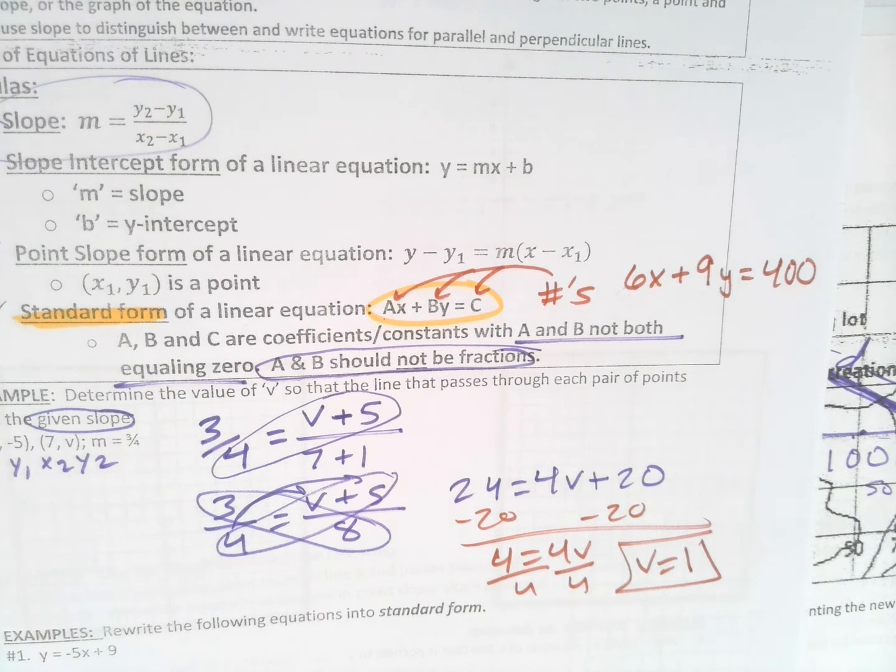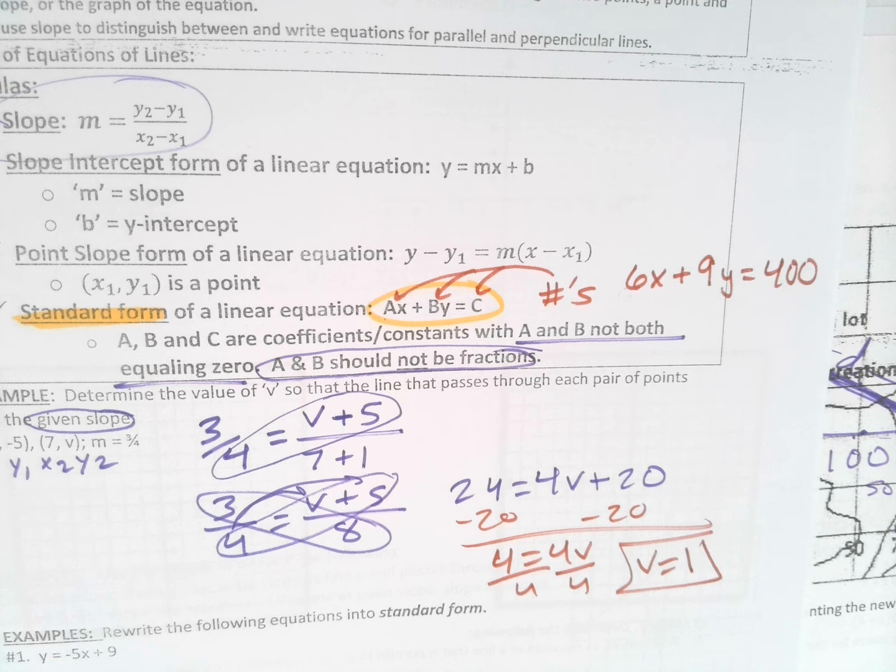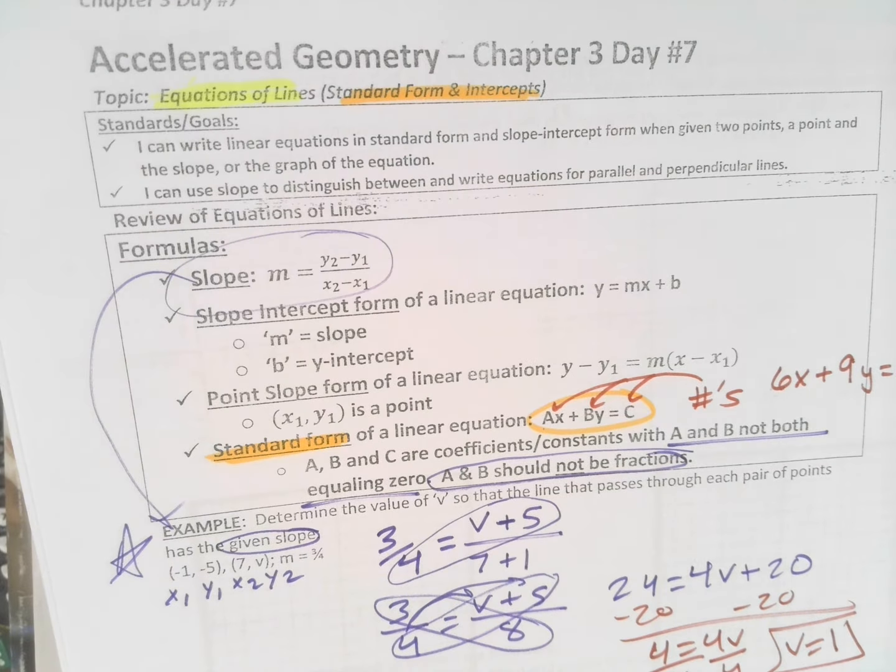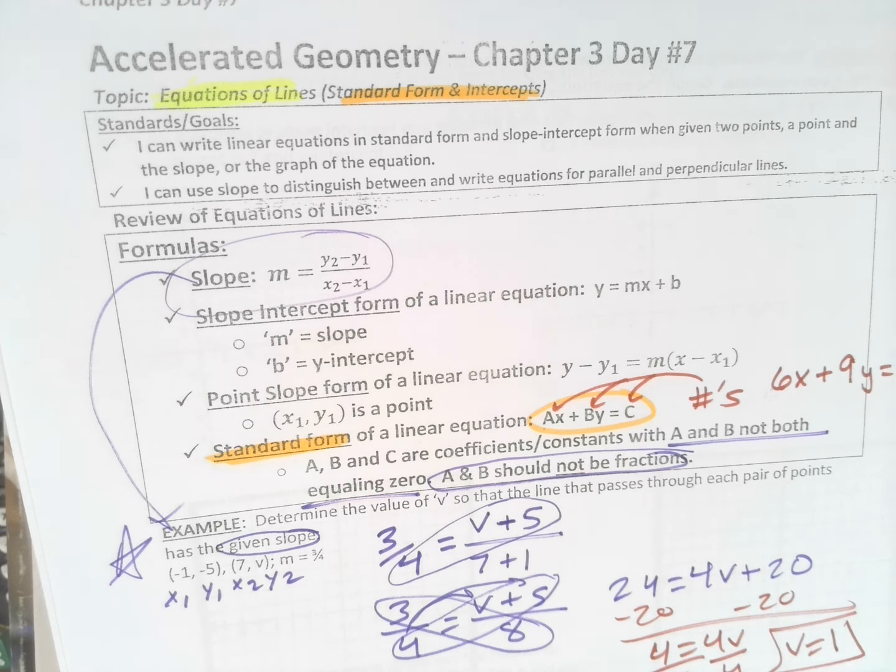So that's an example of standard form. A and B are not fractions, and A and B are both not 0. But what do you notice? Press, what side is X on in this equation? Is it on the right side or the left side? Hasn't it in the previous two formulas always been on the right side? Yeah. So guys, with standard form, we bring the X over to the left side. That's the only difference. X and Y are on the same side.